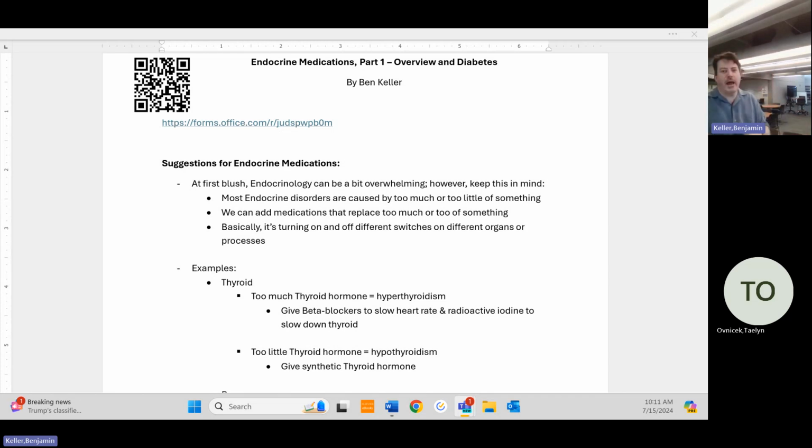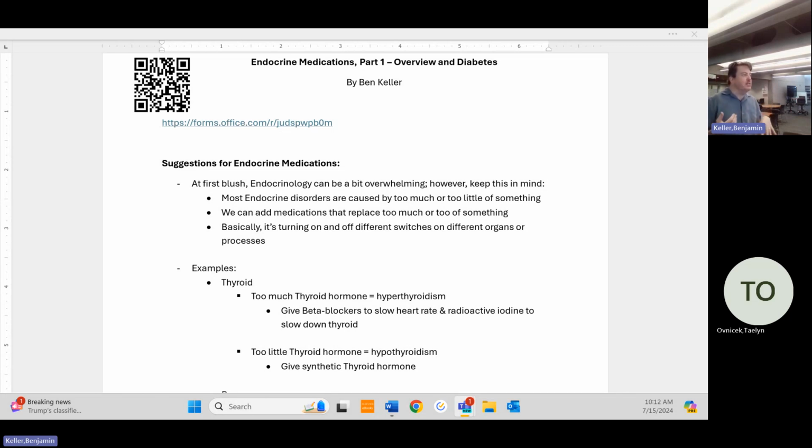We're going to look here at some of these different medications that are going on with the endocrinology system. It can be a little overwhelming at first, but keep this in mind: most endocrine disorders are caused by too much or too little of something. So it's pretty cool. You can either increase or decrease. Typically, it's a hormone or some other kind of signaling molecule to get the body to do more or less of something.